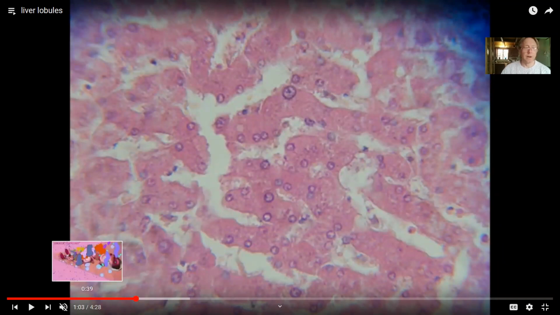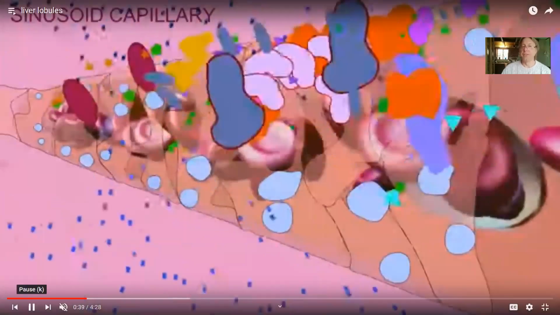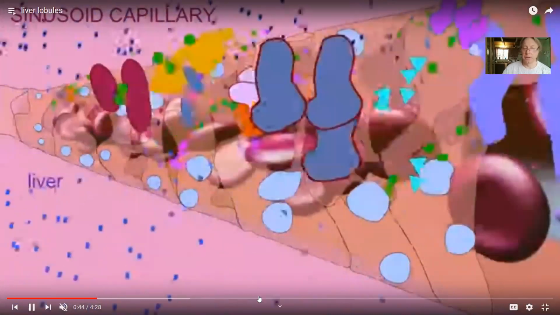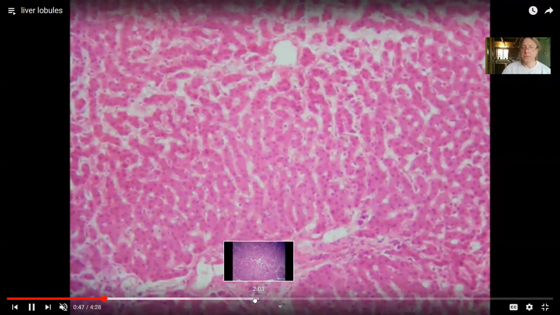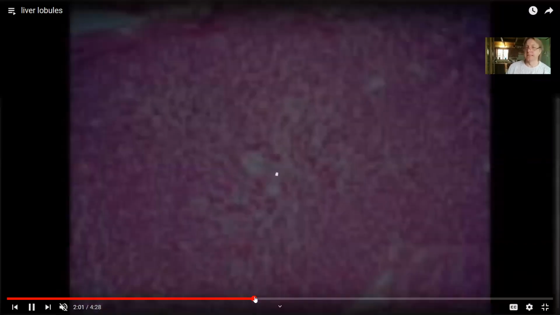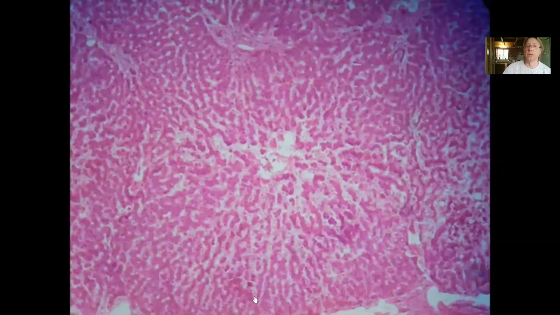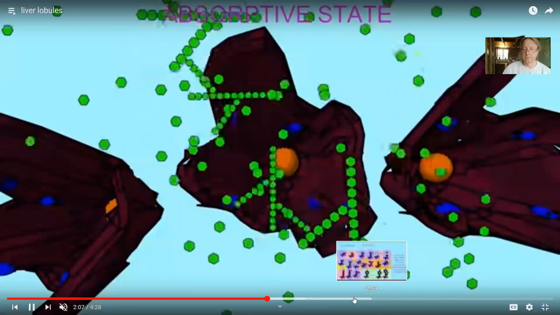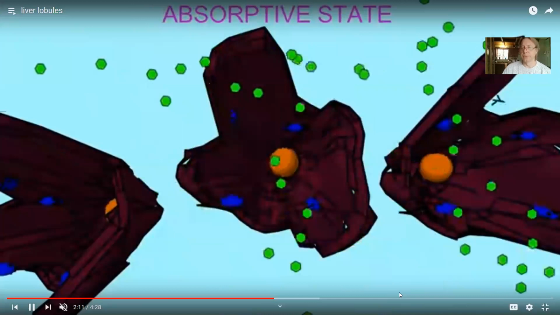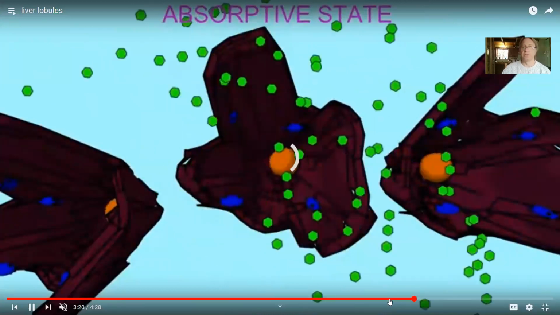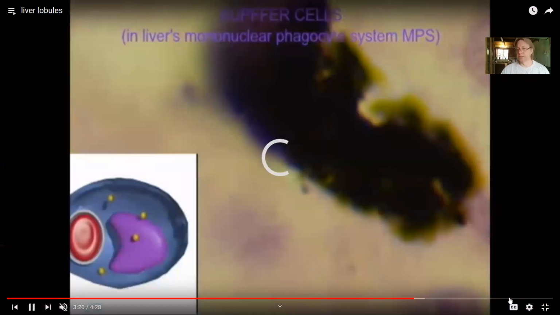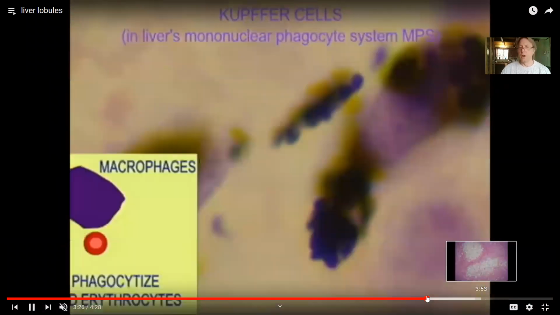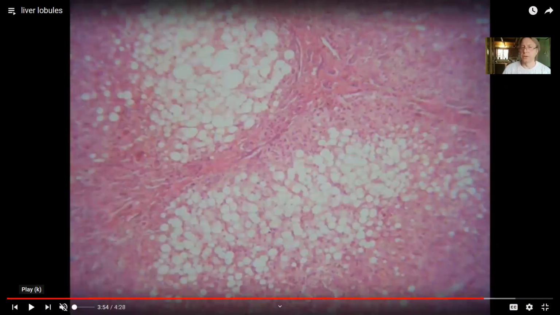Now, sinusoid capillaries have the largest openings, so the larger materials can enter and leave the capillaries at these points. And that's because the liver is doing so many things. As I said, it's extracting nutrients, so it can store monosaccharides as glycogen. It can do all of these things. So the liver certainly wants material to enter and leave. Here are those Kupffer cells, as I mentioned.